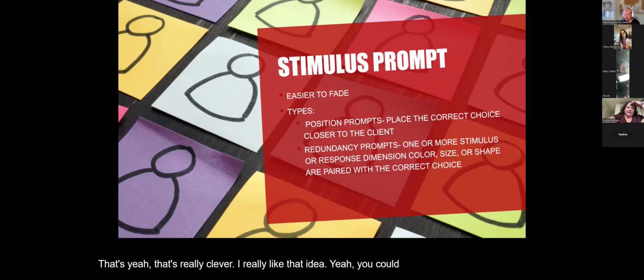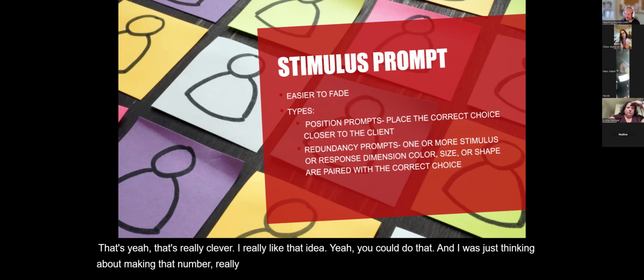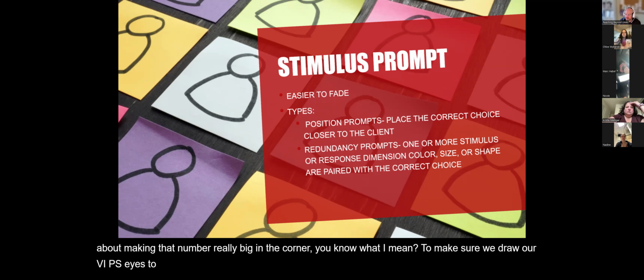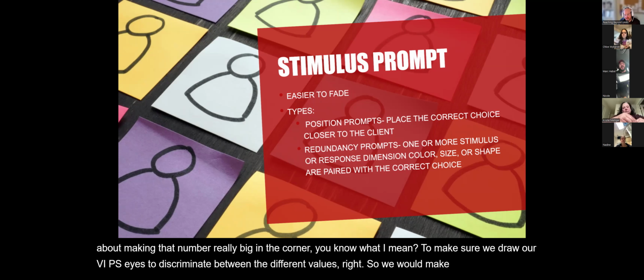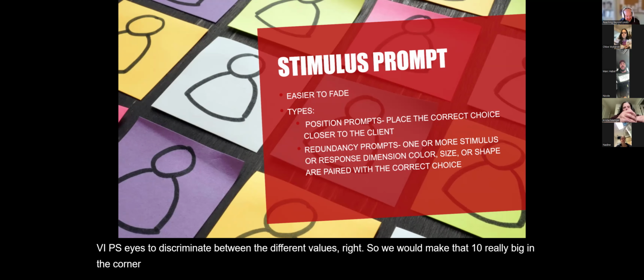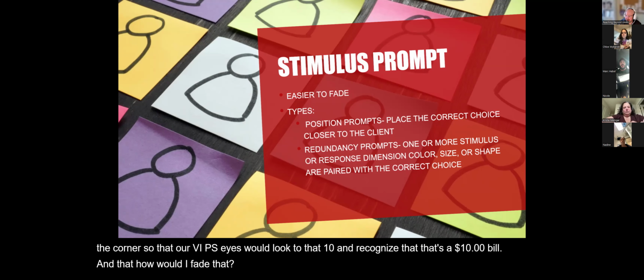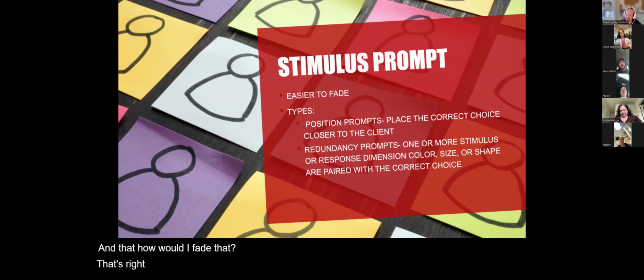And I was just thinking about making that number really big in the corner. You know what I mean? To make sure we draw our VIP's eyes to discriminate between the different values, right? So we would make that 10 really big in the corner so that our VIP's eyes would look to that 10 and recognize that that's a $10 bill. And then how would I fade that? You'd slowly shrink the size down to a normal size. That's right. So I slowly shrink the size down to a normal size.